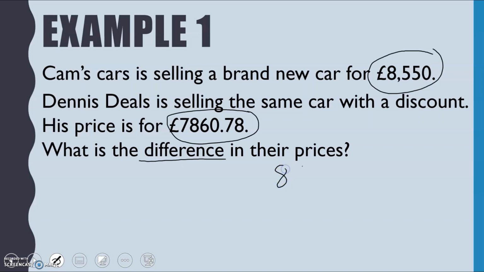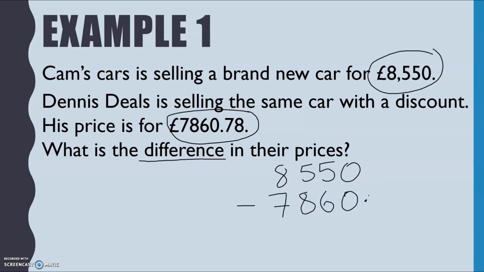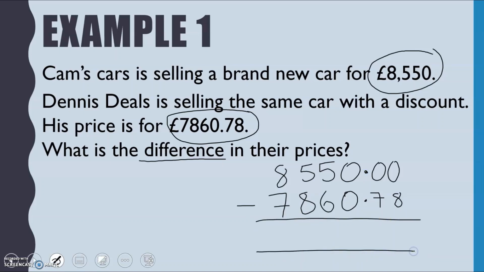So we're going to start with that 8550, and we are going to take away that 7,860.78. So I know that I can start my 7 underneath that 8, and then fill it in. And now I get to my decimal. So fill in my decimal point, and then my 7/10ths and my 8/100ths. And then at the top, I'm going to line up with my 0, 0 and the decimal point. Fill in my equal signs, and then we're just doing a takeaway like normal.